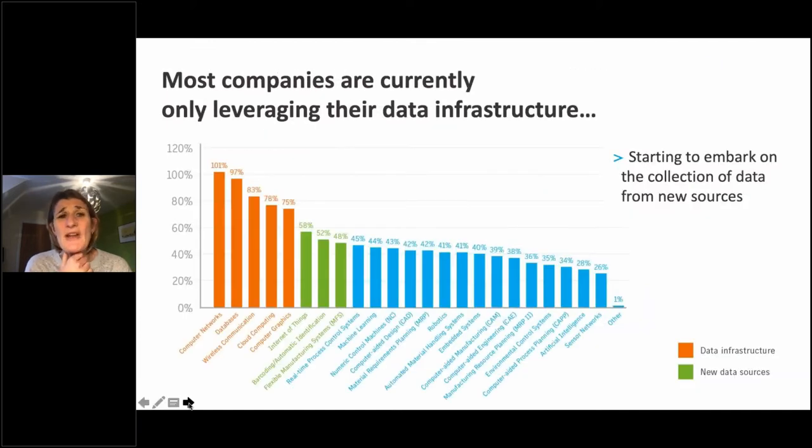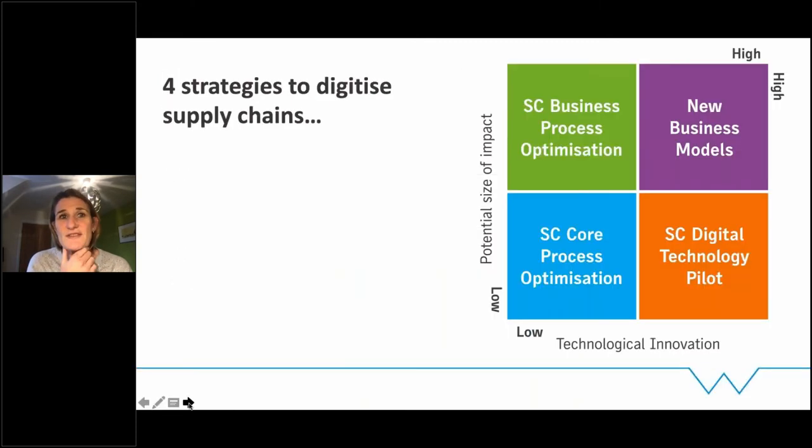And interestingly, when we looked at technologies, the predominant technologies that organizations are currently using are really related to leveraging their data infrastructure. So it's how you build a data backbone, with some of the technologies that are perhaps around increasing data capture, and then how you can use that captured data to make better decisions being the next generation. So that was a fairly sobering picture.